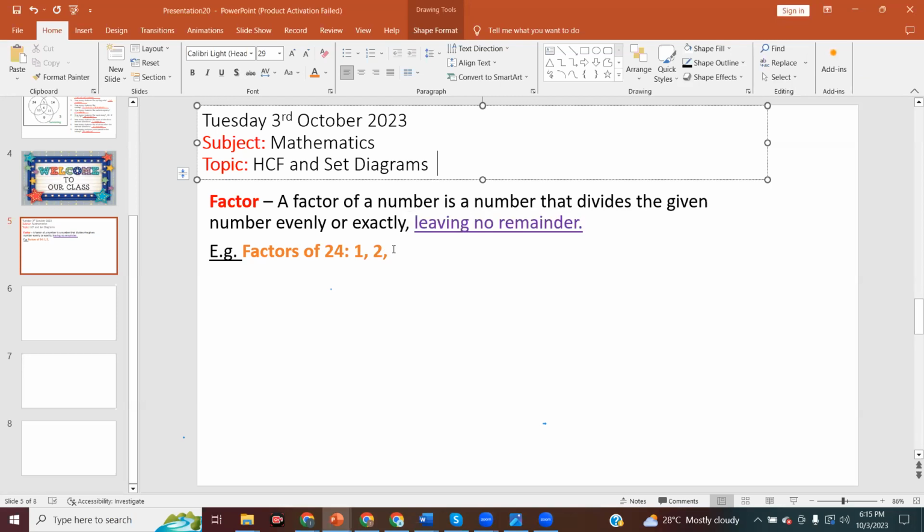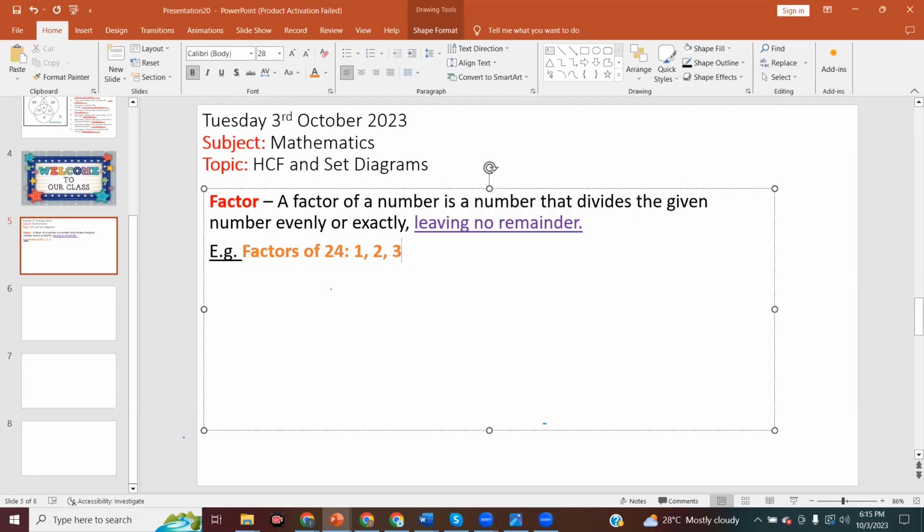So we have 1, 2, 3. What times 3 is 24? 8. Yeah, 8.